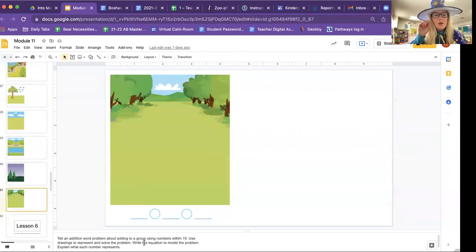All right. Use drawings to represent and solve the problem. Write the equation to model the problem. Explain what each number represents. Well, where are the numbers? Guess what? You're going to tell the story. Tell an addition problem about adding to a group using numbers within 10. Okay, you're going to use pictures. So your story is going to match your pictures, is going to match your equation, and then have your homeschool parent check it out.